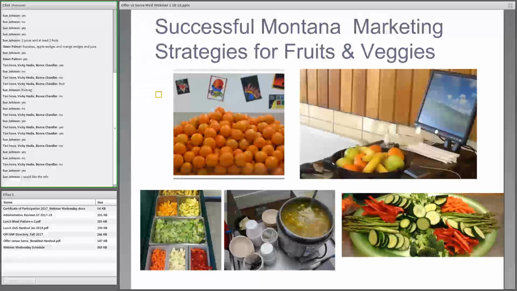So if their cashier notices that somebody's come through the line without any fruit or vegetable, she can say, please take something out of this bowl to round out your meal, or help yourself to one of these to get the best price on your meal. Down here on the bottom left is a colorful salad bar where students can select their own choices, and with many choices, it's not hard to get at least half cup on.